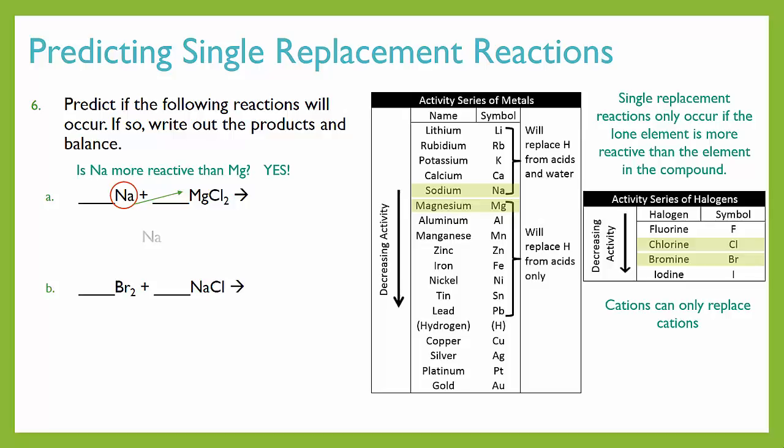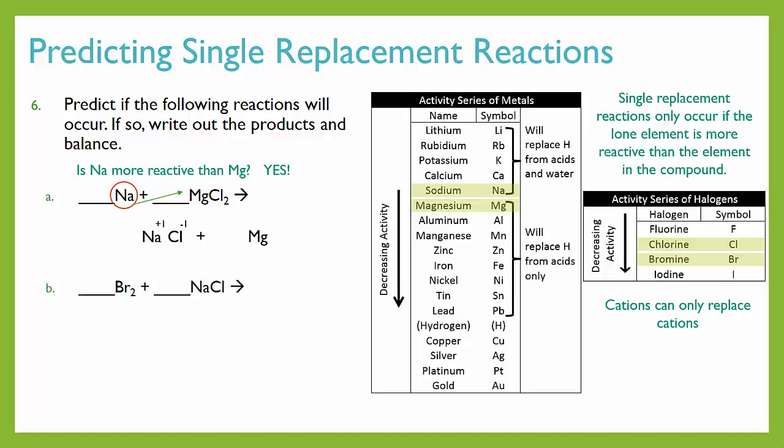So what I need to do, I'm going to basically switch partners. So instead of sodium being by itself, now sodium is going to be with chloride. This is an ionic compound, so we should check our charges. +1 and -1, that works out. And then now magnesium is going to be by itself. In this case, we're talking about just solid plain magnesium. It's not in a compound, so we don't have to worry about its charge.